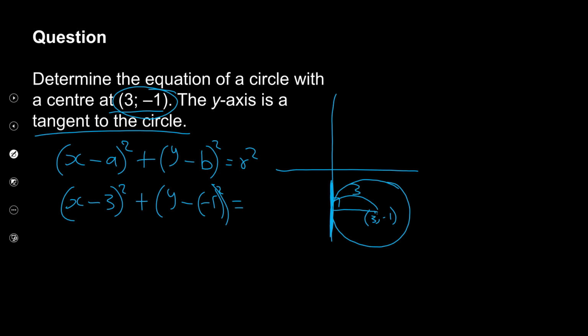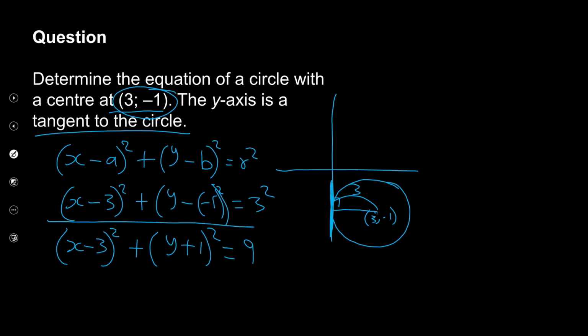And this is equal to, remember we said our radius is 3, squared. And this becomes (x minus 3) all squared plus (y plus 1) all squared is equal to 9. And then you would have found the equation there.